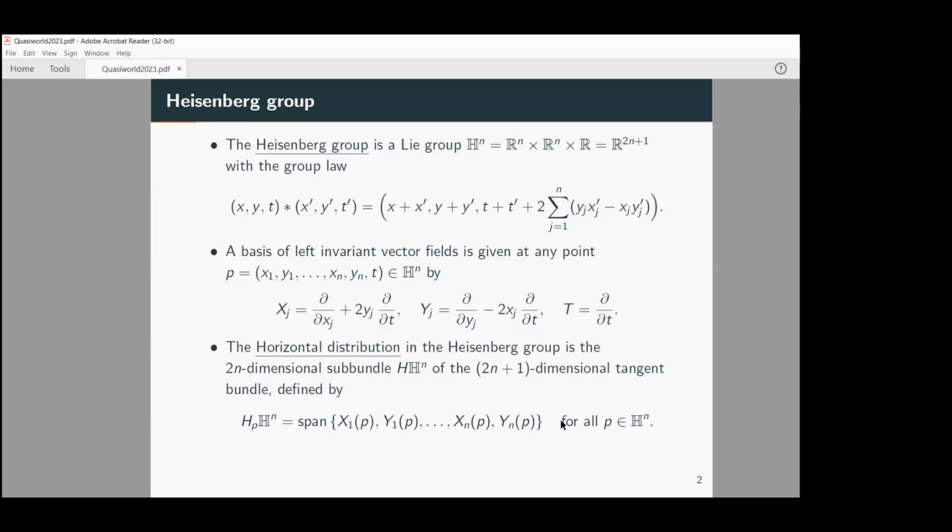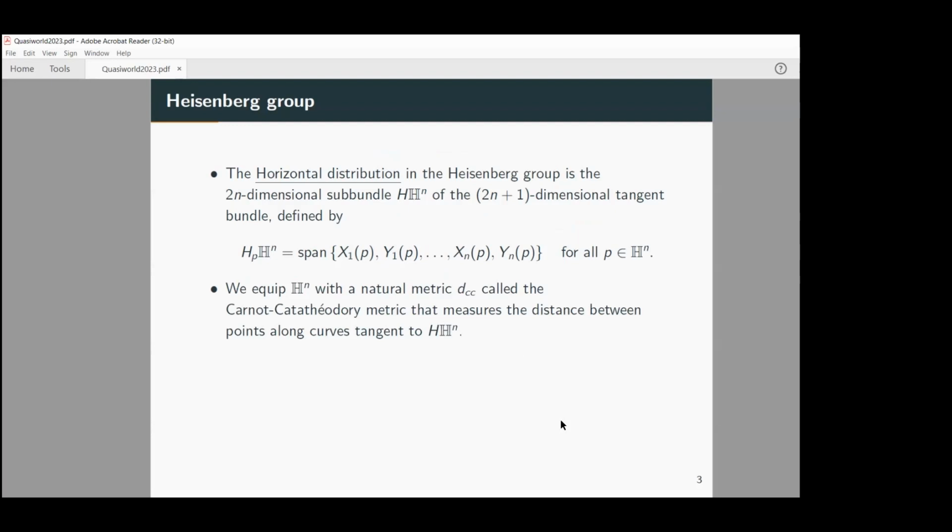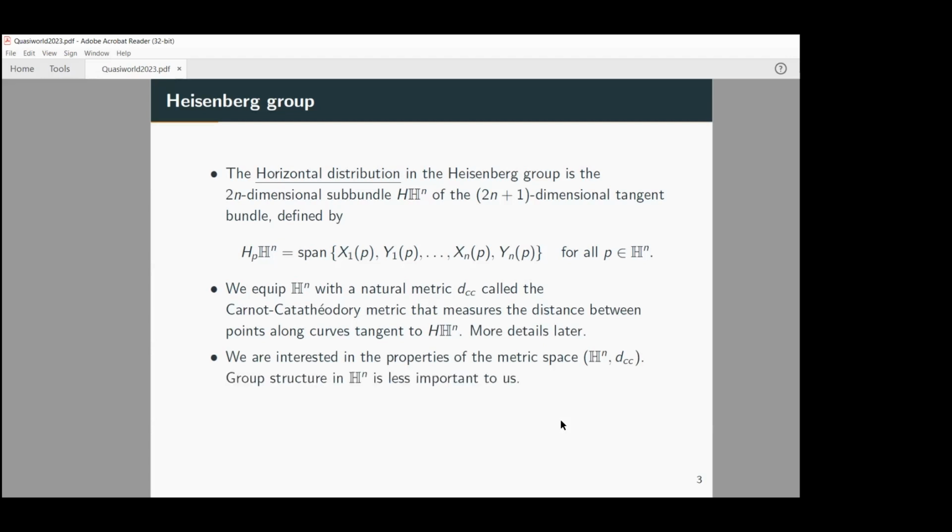So the horizontal distribution is a 2n dimensional subbundle in the 2n+1 dimensional tangent bundle. That's the horizontal distribution. And we equip the Heisenberg group with the so-called Carnot-Carathéodory metric, which measures distances between the points along the horizontal curves, which means the curves which are tangent to the horizontal distribution. I will provide more details later. We are interested in the Heisenberg group as a metric space. We want to understand the properties of the Heisenberg group as a metric space. For us, the group structure is less important, but it plays an important role in many proofs.